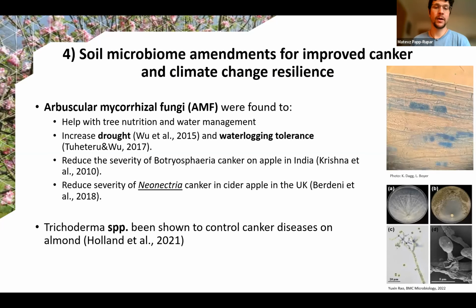And with this, I'm going to segue into other soil microbiome amendments that we're doing for improved canker and climate change resilience in general. We know the mycorrhizal fungi are really important. They help with nutrition and water management. They increase drought and waterlogging tolerance. And importantly, they can reduce canker, like Botrytis canker that was found in India, and even neonectria canker, apple canker on cider apple in UK was reduced with mycorrhiza. We also know that trichoderma can provide a degree of control, and there is a precedent for it in trees as well.